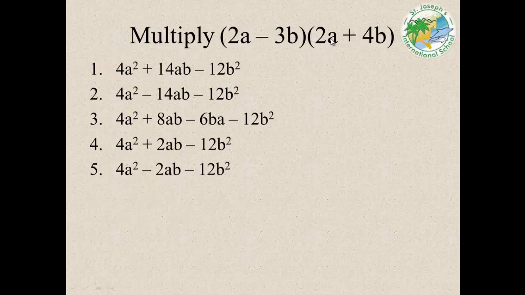2a minus 3b times 2a plus 4b, which answer is the right answer? I give you 1 minute. Try to answer without help, try in your notebook and check your answer with me. Okay, number 4, that's right: 4a power 2 plus 2ab minus 12b power 2. Thank you, fine.